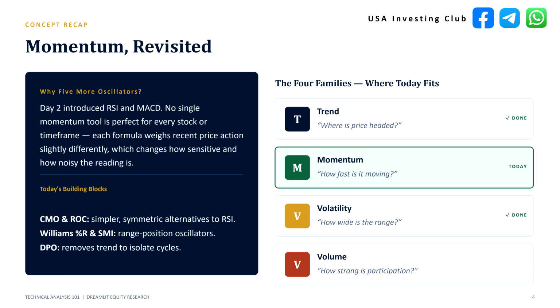Zooming out to the 4 families of technical indicators, trend, Day 1's focus, is done. Momentum, Day 2's focus, is what we're deepening today. Volatility, Day 3's focus, is done. And volume, still ahead of us on Day 5, asks how strong the participation behind a move actually is. Today sits squarely inside the momentum family, a second, more textured pass at the same question.